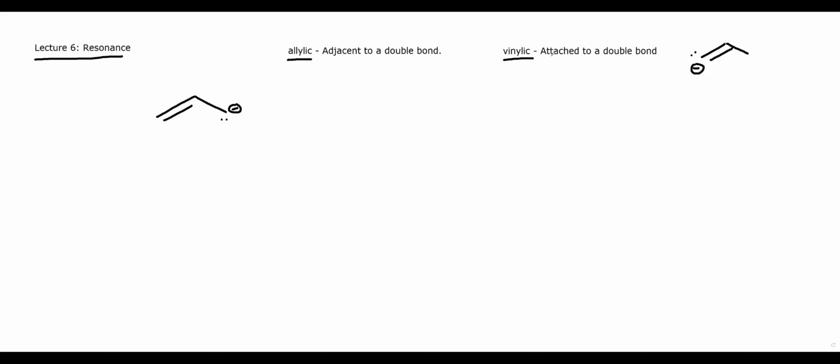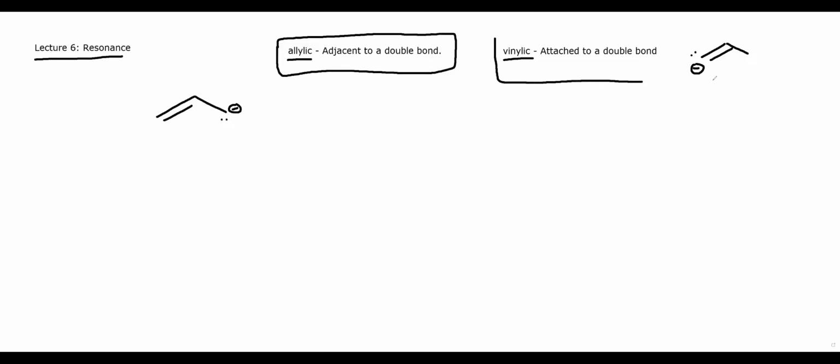Okay? Vinylic, allylic. Resonance, we are considering allylic carbocations and carbanions and lone pairs. Okay? Vinylic, we'll see in a different chapter. Okay, we'll talk about vinylic charges. But for this chapter, we don't have to be concerned with vinylic position, okay? Just make sure you don't confuse the two.